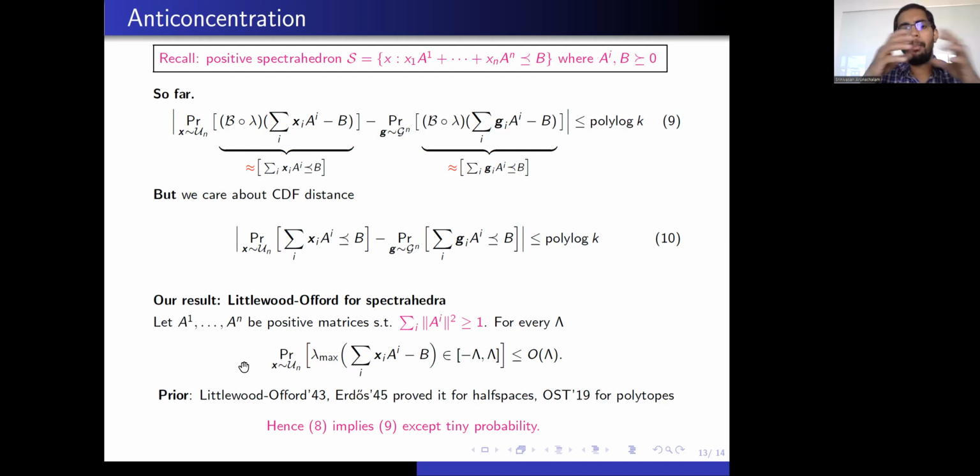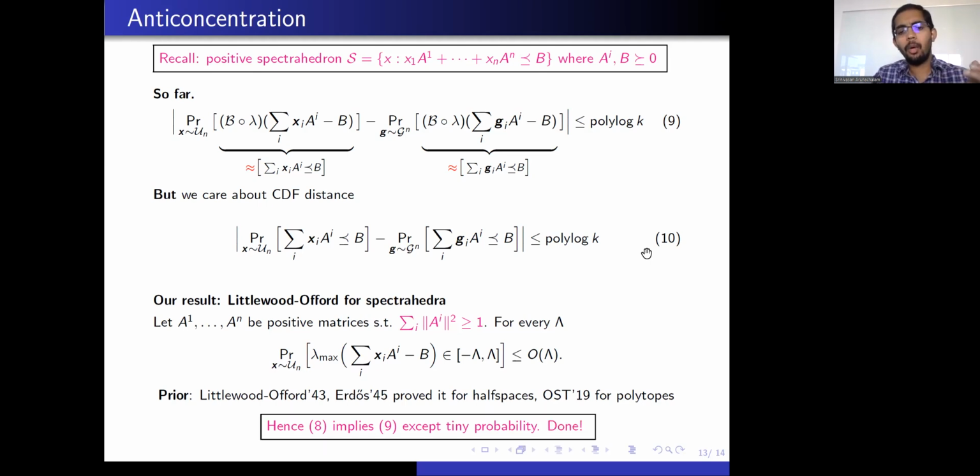And since the probability mass of the largest eigenvalue being small is small in the first place, we show that 9 actually implies 10, except with tiny probability, and that's good enough to prove our entire invariance principle. And this, along with some other techniques, can finally be used to construct a pseudorandom generator. These other techniques are very similar to what Meka and Zuckerman did in their original paper, where they went from invariance principles to constructing pseudorandom generators.